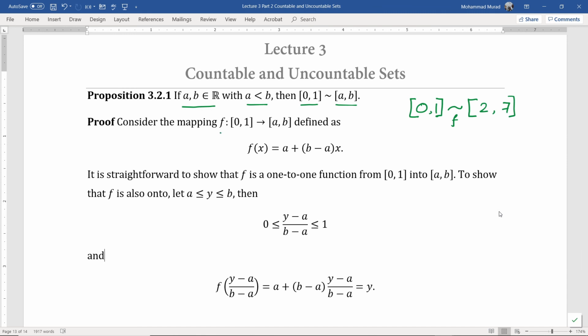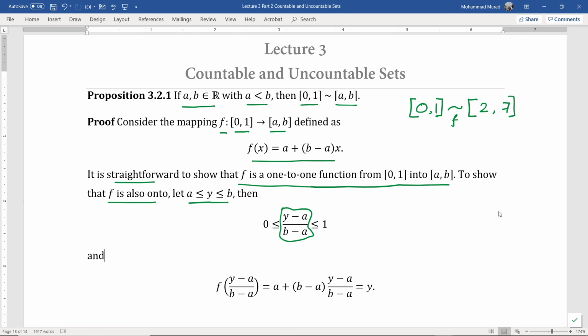Let's construct a map F from the closed interval 0 to 1 to the closed interval a to b as follows. Now it's very straightforward to show that F is 1 to 1 from 0 to 1 to a to b. To show that F is also onto, let y be an element larger or equal to a but smaller or equal to b. Then the quantity y minus a over b minus a must be larger or equal to 0 but smaller or equal to 1.